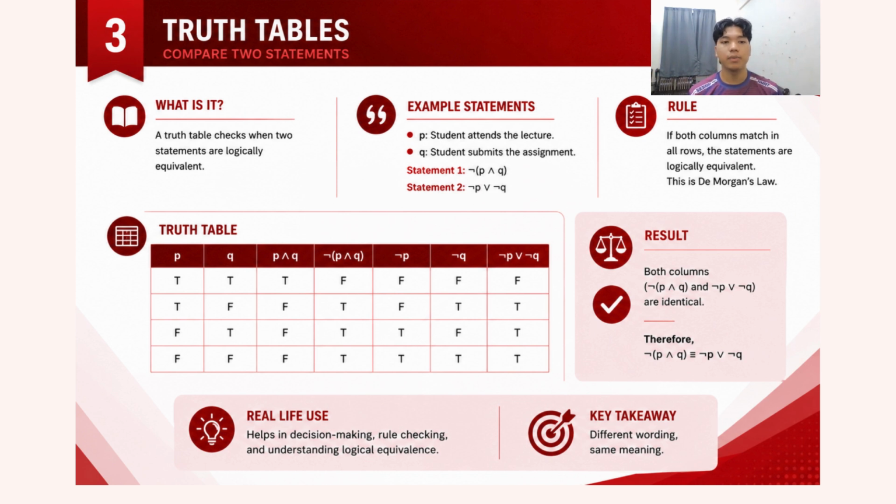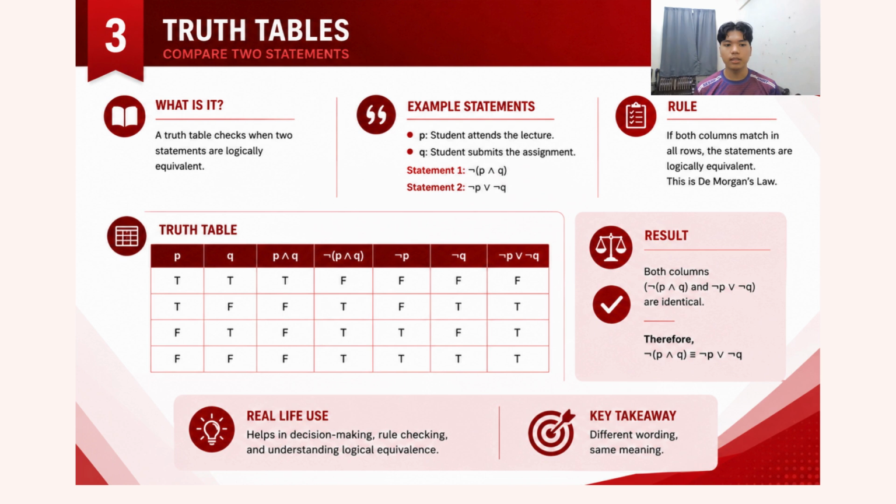Now, I will explain the role of truth tables in logic. A truth table is a tool used to determine whether two statements are logically equivalent. In this example, we compare two statements based on De Morgan's law. Let P represent the student attends the lecture and Q represent the student submits the assignment. The two statements being compared are not (P and Q), written as ¬(P ∩ Q), and not P or not Q, written as ¬P ∪ ¬Q.